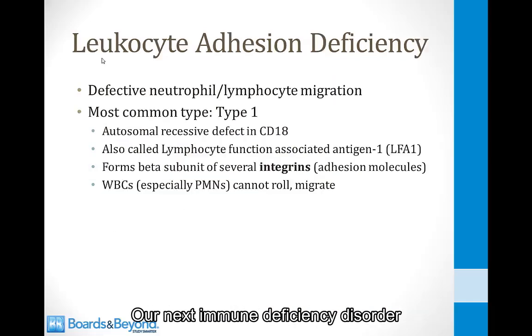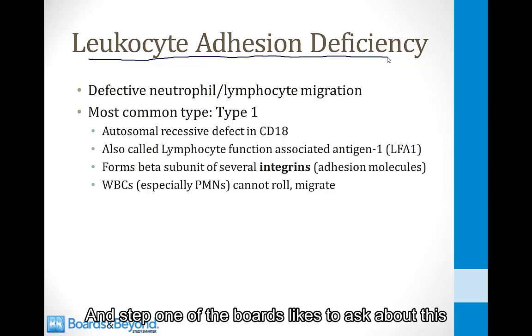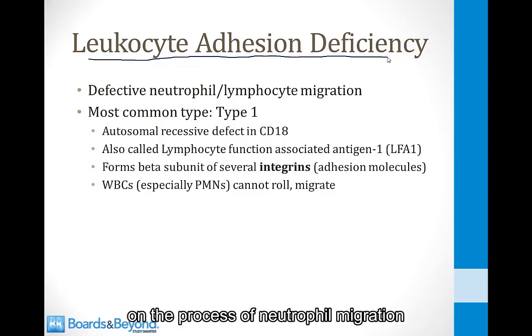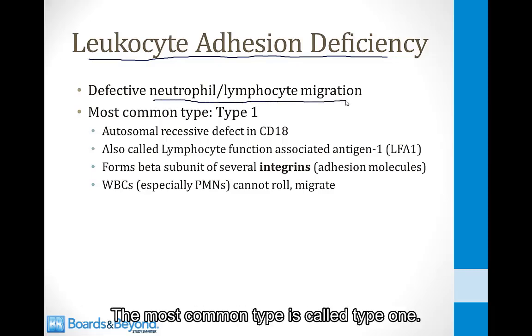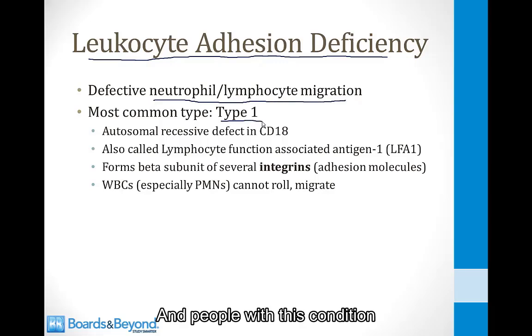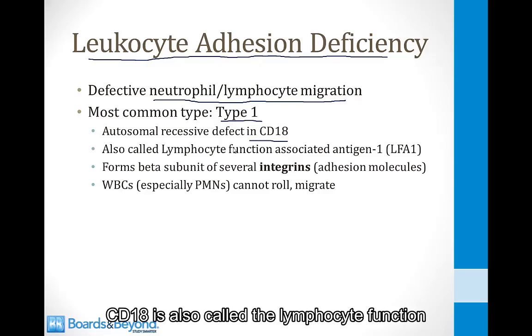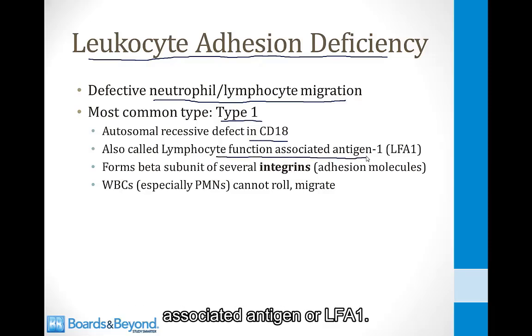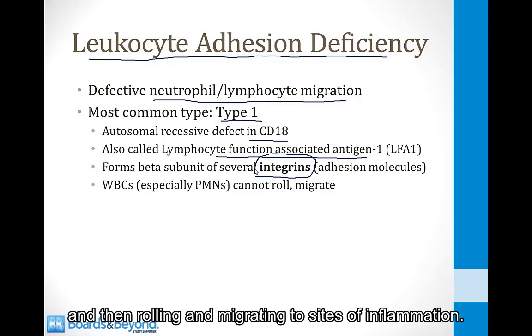Our next immune deficiency disorder is called the leukocyte adhesion deficiency, and Step 1 of the boards likes to ask about this because they use it as a way to test you on the process of neutrophil migration to sites of inflammation. People with this disorder have defective neutrophil and lymphocyte migration. The most common type is called type 1, and people with this condition have an autosomal recessive defect in CD18. CD18 is also called the lymphocyte function-associated antigen, or LFA1, and it forms a subunit of several integrins, and integrins are very important for white blood cell binding to capillaries and then rolling and migrating to sites of inflammation.